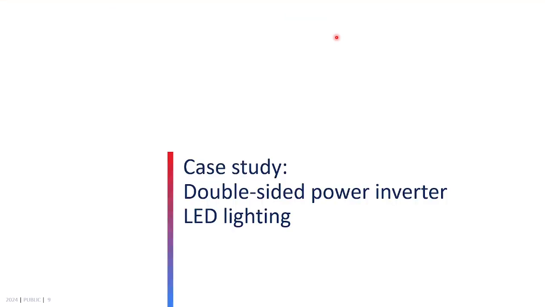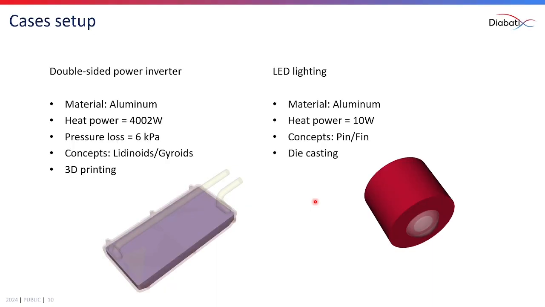All right, that's enough about the theory, I would say, and the introduction. Let's now apply it into practice by considering a double-sided power inverter as well as an LED lighting application. The reason why I chose 2 applications is the double-sided power inverter is a liquid-cooled application, or forced convection application, sorry, while the LED lighting application is natural convection. So that I can show you the subtle differences between these 2 types of applications.